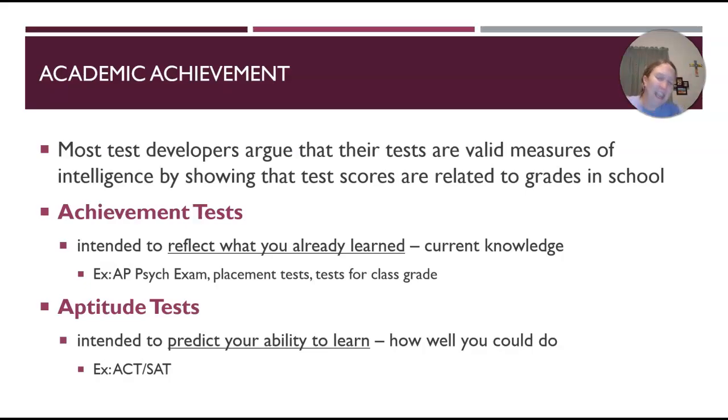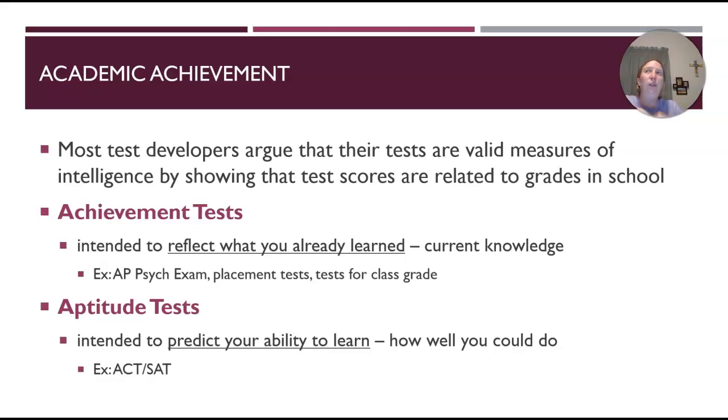This is kind of a shift of gears, but we also want to investigate how academic achievement aligns with intelligence scores. Most test developers argue that their tests are valid measures of intelligence by showing that test scores are related to grades in school. If I could do this all over again and redo our notes, I would probably tweak this a little bit. But basically, this is saying that your GPAs and your grades in school and the tests you take in school are directly correlated with your IQ scores.